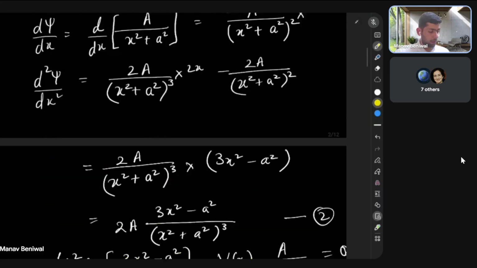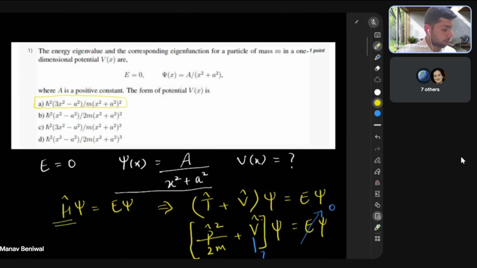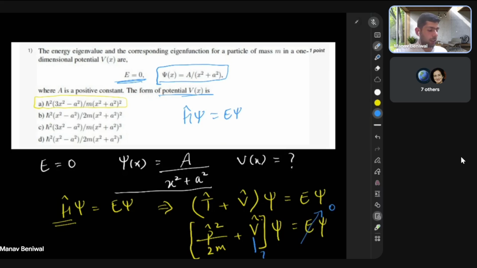A. So just to quickly go over the problem again, what we were given was our wave function, and we were told that the energy of the particle is 0. So we had to find the form of the potential. What we do is simply solve the Schrodinger's equation, H psi equals E psi, and for that we have to take the double derivative of psi. So basically psi. Any doubts in this?